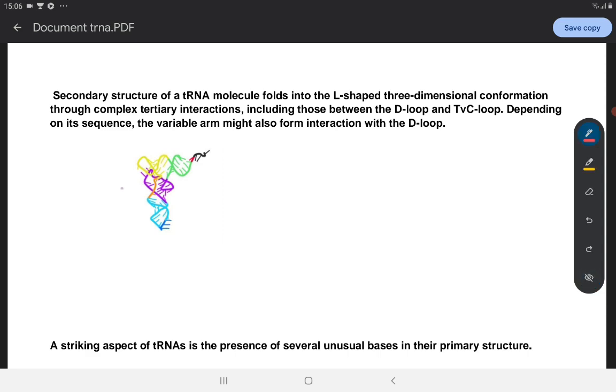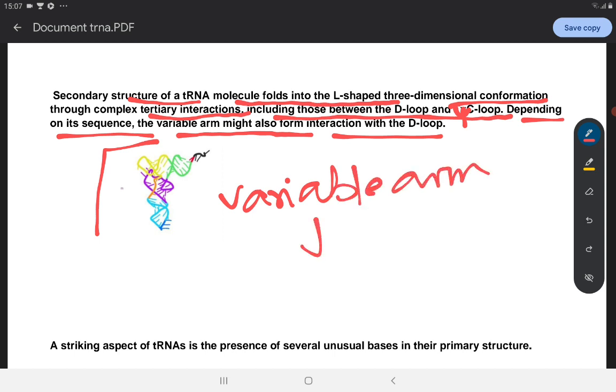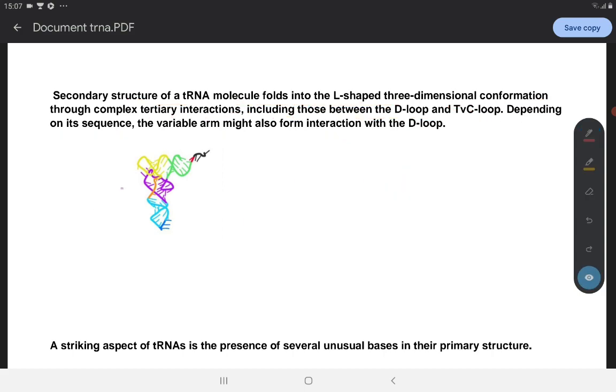Now here you can see the secondary structure of a tRNA molecule folds into the L shape of three-dimensional conformation. So this is a three-dimensional conformation in the shape of an inverted L through complex tertiary interactions, including those between the D loop and T psi loop. Depending on its sequence, the variable arm might form an interaction with the D loop, right?